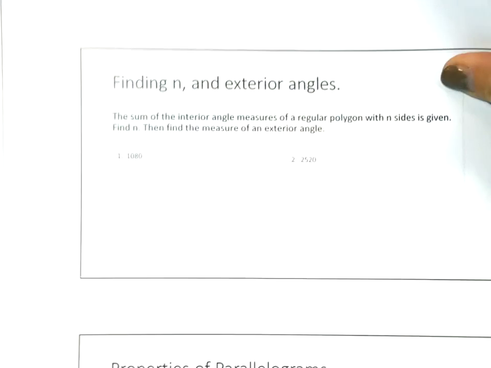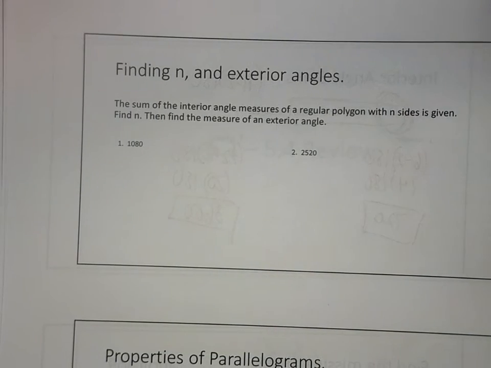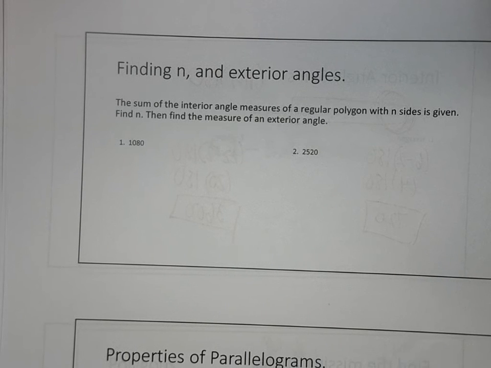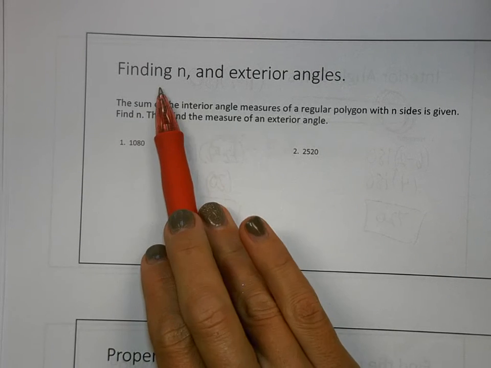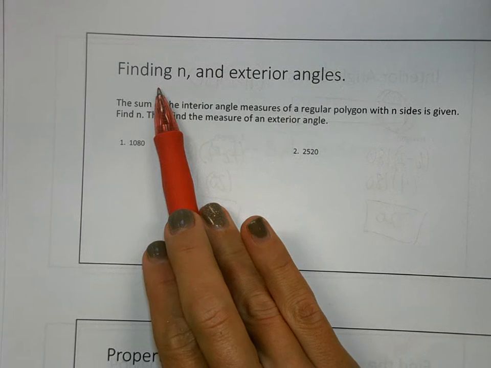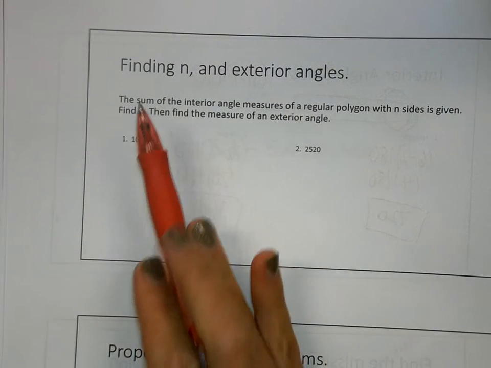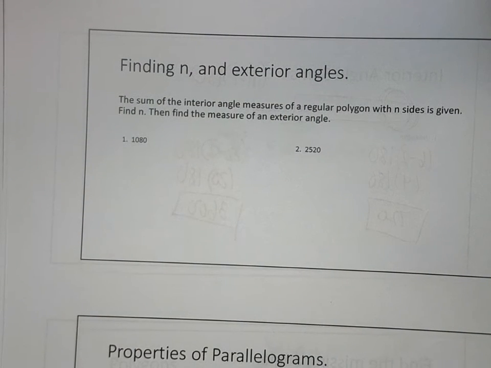Okay, this next one, and notice how all of these are kind of labeled for you. So hopefully they'll be easy to go back and check if you're trying to find something. So this one we're talking about finding n, so that's your sides, and exterior angles. So it tells you that the sum of the interior angle measures of a regular polygon with n sides is given. Find n, then find the measure of an exterior angle.